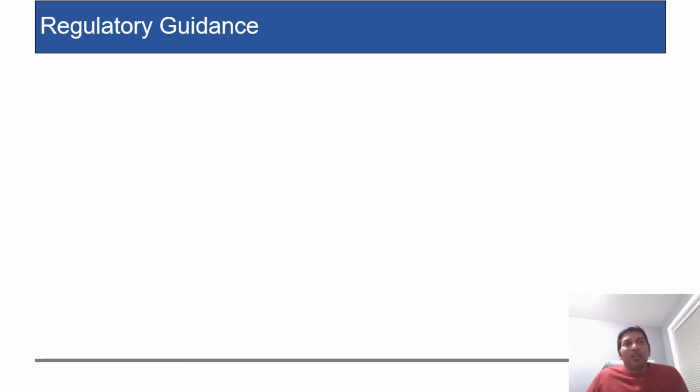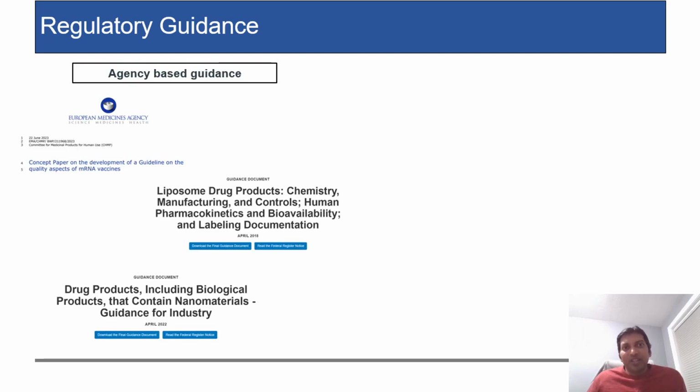So what are the regulatory guidance for this mRNA therapeutics that are available right now? From an agency-based regulatory guidance, look at EMA, we have a guidance paper that recently came out, which talks about the quality aspects of mRNA vaccines. And even FDA, in 2018, produced a liposome drug product guidance, talking about the pharmacokinetics and the CMC.